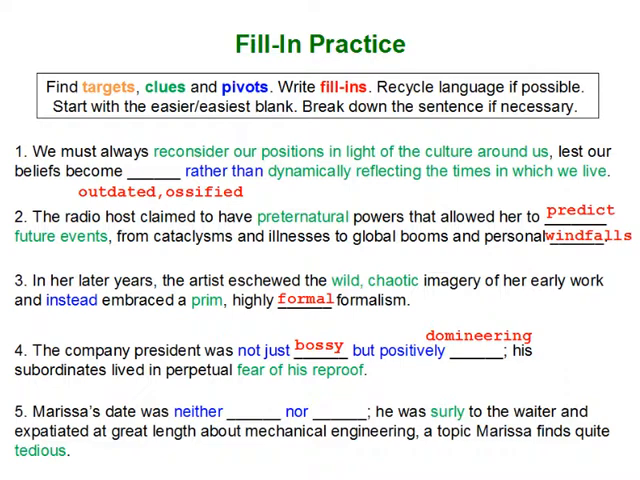With number 5, neither X nor Y, another sort of two-part list that we want to pay attention to. And because what follows the semicolon here, since we know that this is a pivot taking us in the same direction, is going to be 2 descriptions. And they have to follow the same order that the first part of the sentence does. So the first part that follows the semicolon, surly to the waiter, is going to describe the first blank. So he was neither X, so he was not X because he was surly.